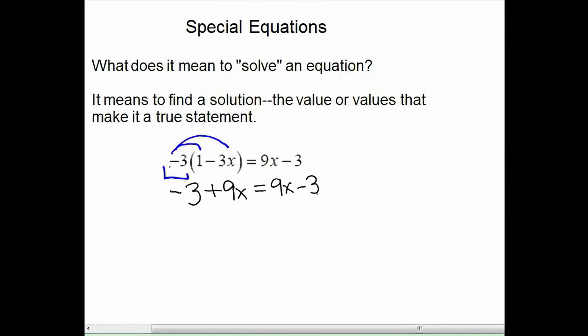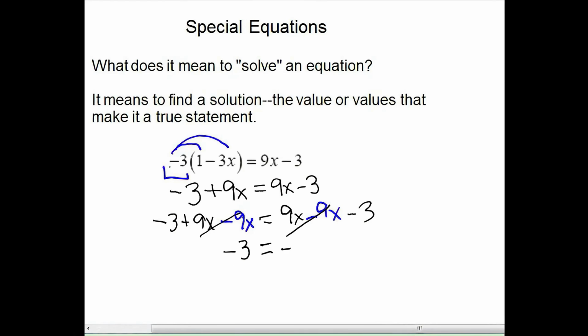There's no simplifying to do on the right-hand side. Our next step would be to get rid of a variable because we have a variable term on both sides. So we're going to have to subtract 9x. And we'll do this on both sides. But the variable term disappears. It cancels from both sides. This is a special equation where your variable has canceled out.